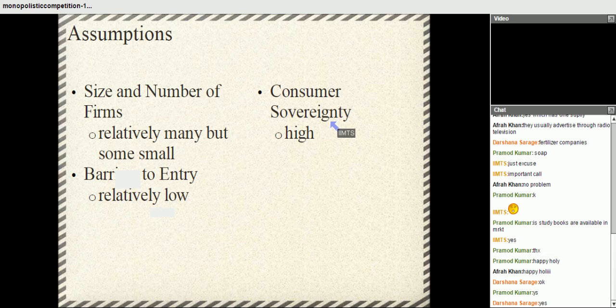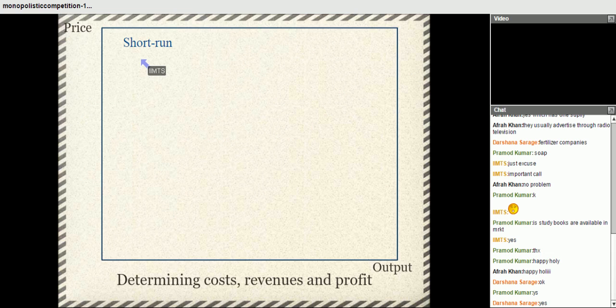Then consumer sovereignty means the domination of the consumer is really high in this type of market. So the consumer is the king. The producers will make whatever is liked by the consumer. The consumer will not accept any substandard thing. Now, whenever we are discussing market structure, there are short run and long run. So this market also has a short run and a long run.